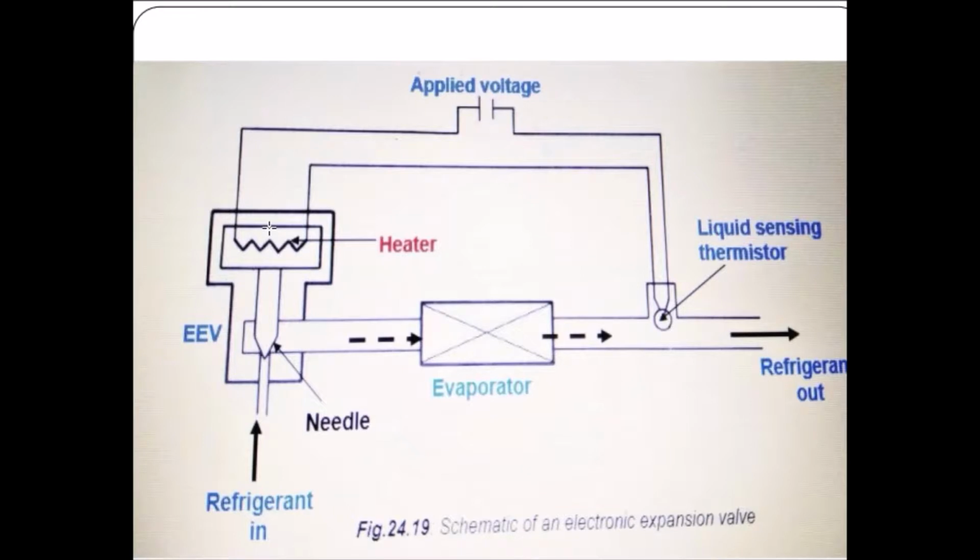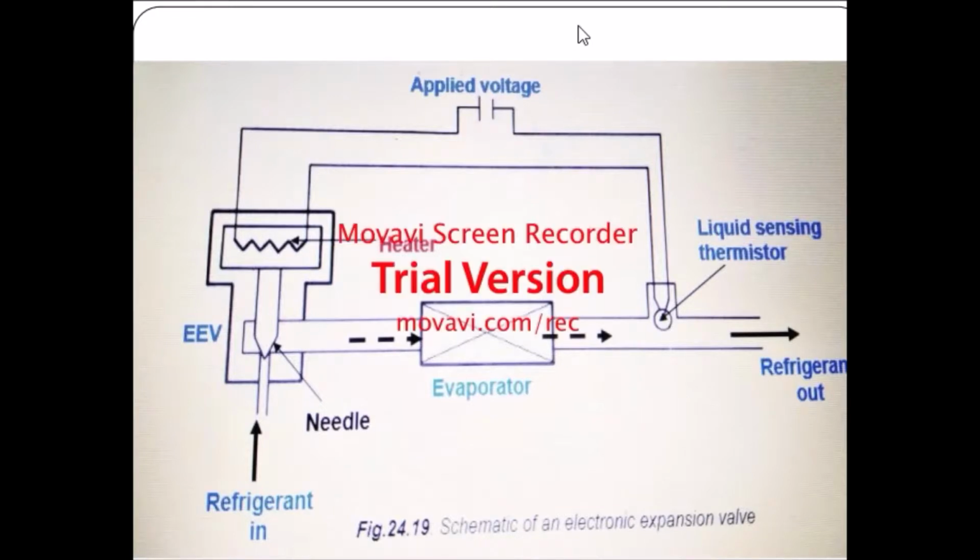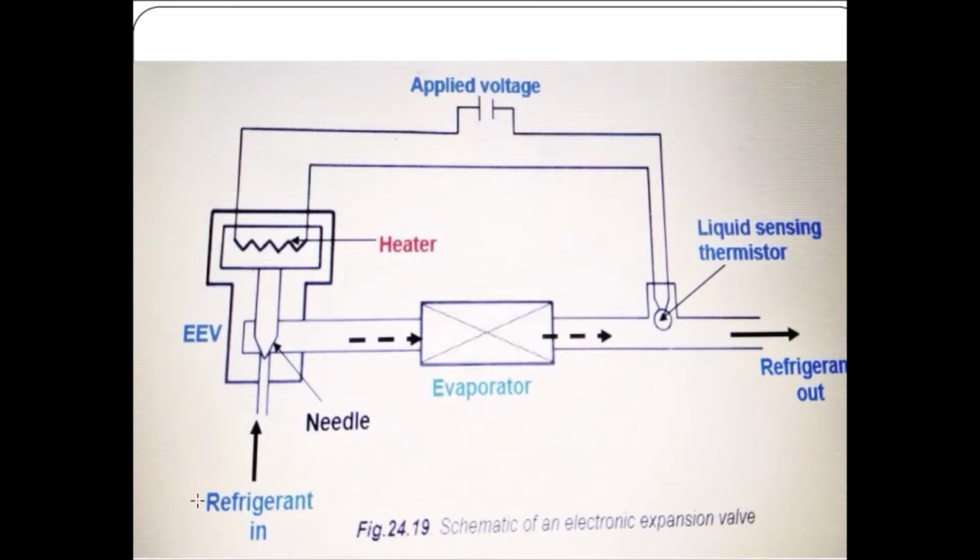Okay. I hope you understand this schematic of how the electronic expansion valve works. The supply depends on the heater element.